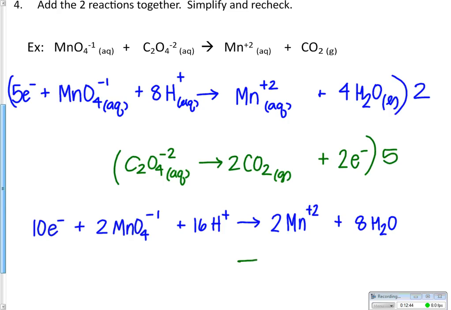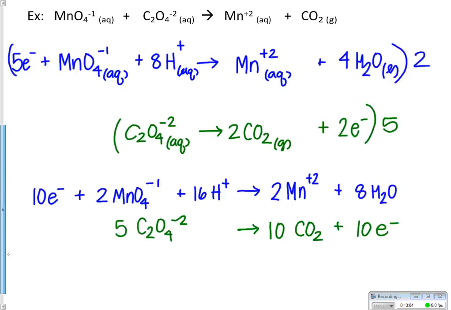And then do the same thing on your green reaction. And I line up the arrows usually. So now the green reaction I'm multiplying by 5. So I have 5 C2O4 minus 2. And then now I have 10 CO2s and 10 electrons.